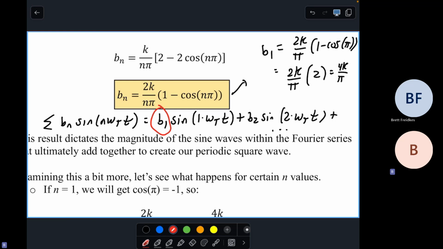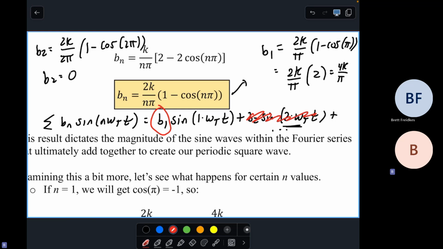You would repeat, if you did this for b2, you'd get 2k over 2 pi times 1 minus cosine of 2 pi. What's cosine of 2 pi? 1, which ends up causing 1 minus 1 to be 0. We get b2 is 0, which means that this frequency, 2 omega t, does not exist inside of our periodic function. It doesn't exist inside the square wave, because that coefficient is 0.